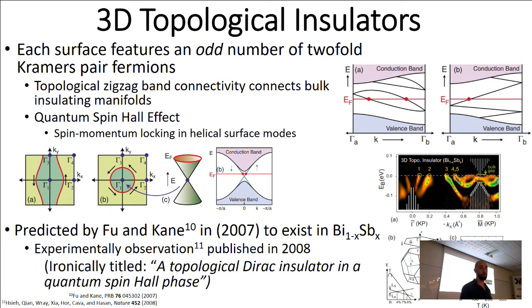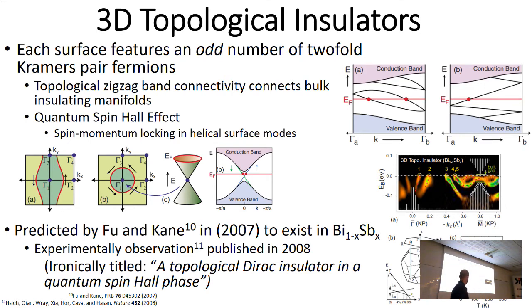So the 3D version was predicted by Fu and Kane, Kane being my old advisor, Charlie, and various versions of bismuth selenide, and then it was observed only like 9 years ago or so. And the point is that if you run an ARPES experiment or you look at the photo emission on the surface, you can find this odd number of Dirac cones, which is sort of the smoking gun for this thing.